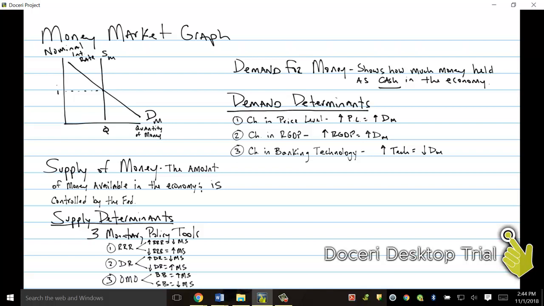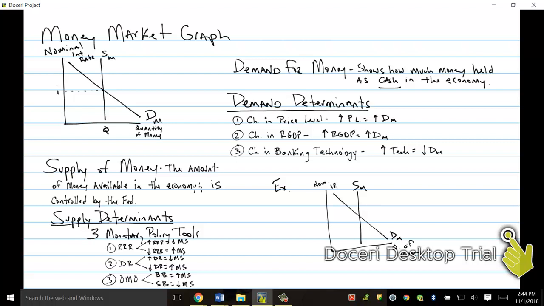So if I was to give you a quick example of this, let's draw a graph. We've got our demand curve, our vertical supply curve. We've got our nominal interest rate, and we've got our quantity of money.